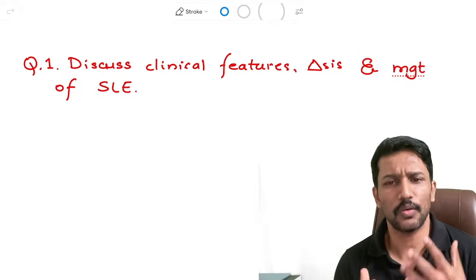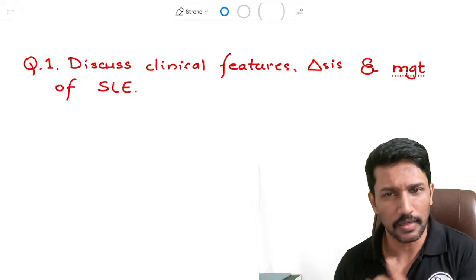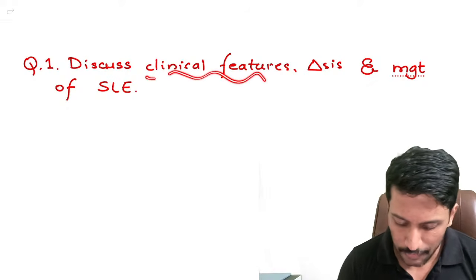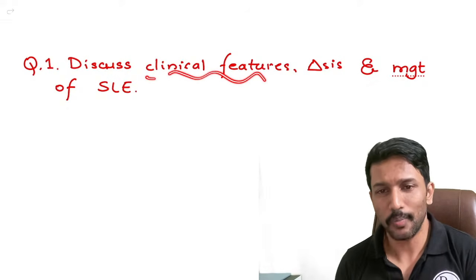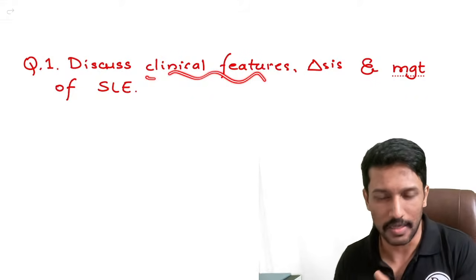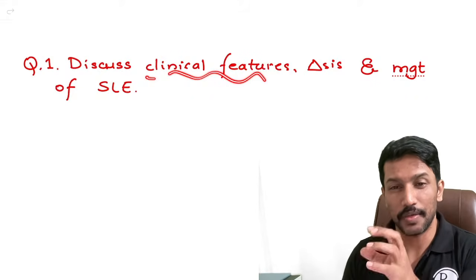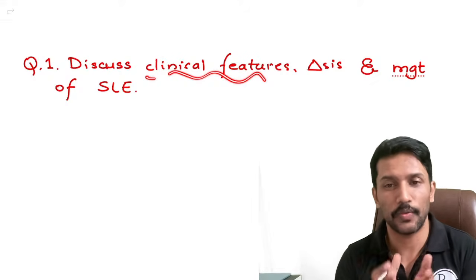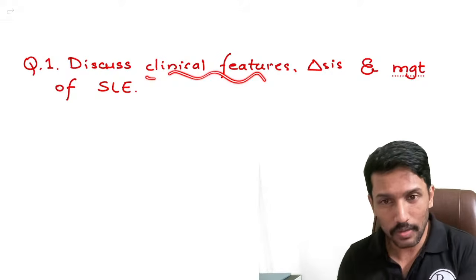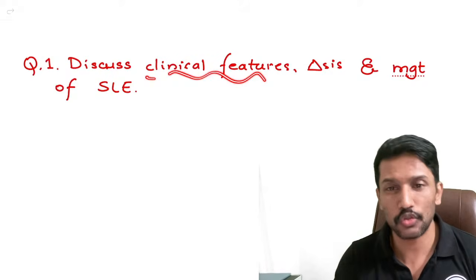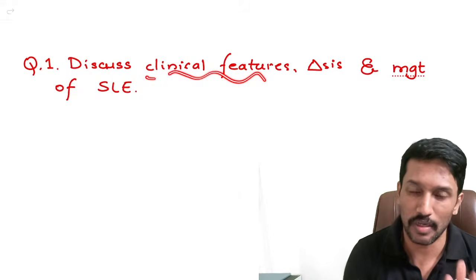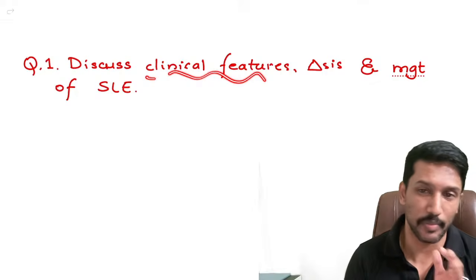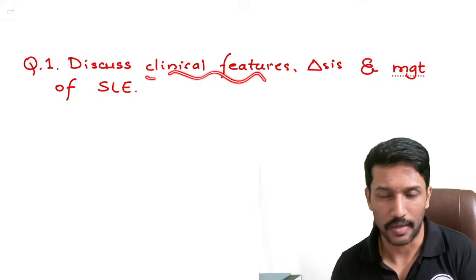So SLE, mostly the questions will go like this. Discuss the clinical features, diagnosis and management. So first let me tell you, when you're writing about clinical features, your teachers are expecting you to mention under different organ headings, like, what are the manifestations of SLE when lungs are involved, when heart is involved, when nervous system is involved, when blood is involved. And among them, they're also expecting you to mention the most common one, like what is the most common neurological manifestation, what's the most common hematological manifestation, what's the most common renal manifestation. So we are supposed to write that.